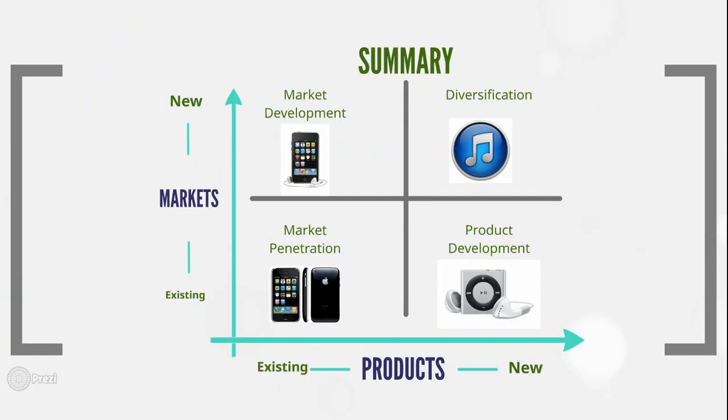Let's go for a recap. You might have noticed that I have used Apple's products as examples in all the business strategies that we discussed. It means a company can successfully implement all four strategies at the same time to grow their business. Apple has done it and has been successful in each market segment.